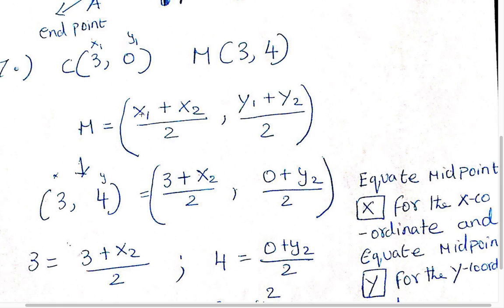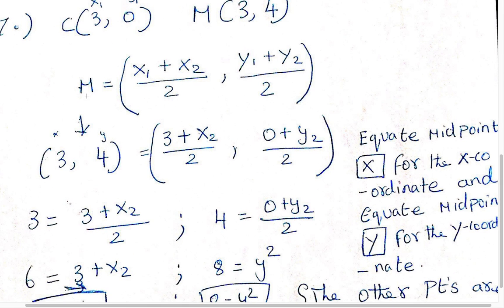Midpoint M equals ((x1 plus x2) over 2, comma (y1 plus y2) over 2). So remember, the comma is the most important thing. This is a separate equation that you're going to equate to M. This will be a separate equation that you're going to equate to M.